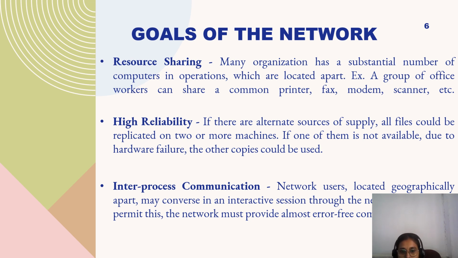And then high reliability. If there is an alternate source of supply, all the files could be replicated on two or more machines. If one of them is not available due to hardware failure, the other copies could be used. And we have inter-process communication. In inter-process communication, network users located geographically apart may converse in an interactive session through the network. In order to permit this, the network must provide almost error-free communications.